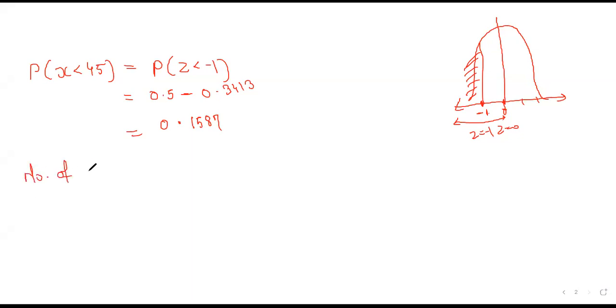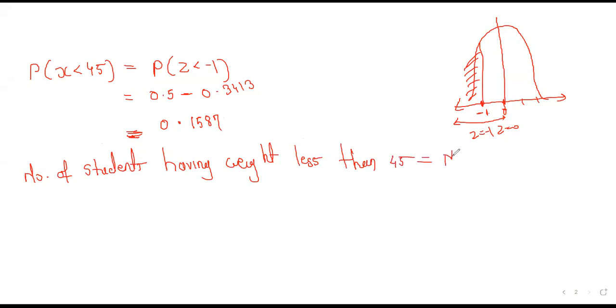आपण काय करत होतो? कॅपिटल N इंटू P. सो इथे पण काय करावं लागेल? कॅपिटल N इज 4000 इंटू प्रोबॅबिलिटी ऑफ स्टुडंट्स हॅव्हिंग वेट लेस दॅन 45 इज 0.1587. So number of students having weight less than 45 is equal to capital N into probability of Z is less than -1, which is equal to 4000 into 0.1587.